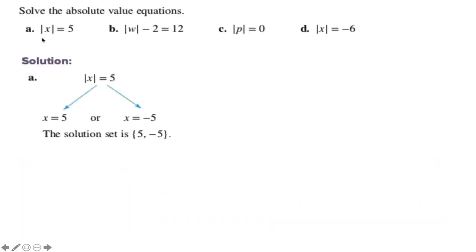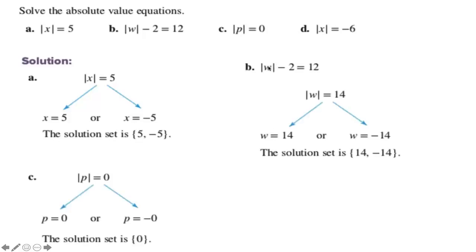So let's solve these individually. Absolute value of x is 5 means x is either 5 or negative 5. So I have two solutions, 5 and negative 5. If I solve for absolute value of w here, again I need to solve for absolute value first before I do that trick. So absolute value of w is 14, so either w is 14 or negative 14. Absolute value of p is 0 means either p is 0 or negative 0, but that's the same thing, so the solution set here is just 0. And finally, the absolute value of x is negative 6. That's not possible. There's no solution to this because the absolute value has to be non-negative.